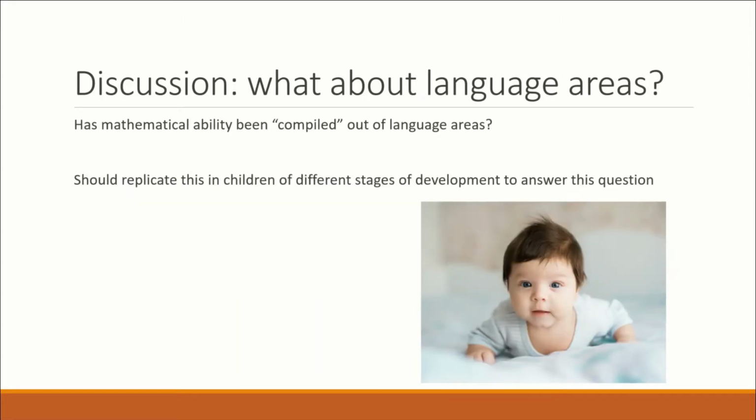An explanation that the authors postulate for this separation of domains is that maybe in the adult participants, mathematical ability has been compiled into the more spatial occipito-visual cortical areas, and because of this, the skill is overwhelmingly more spatial than linguistic in nature. But of course, this study should be replicated in children of different stages of development in order to answer this question.